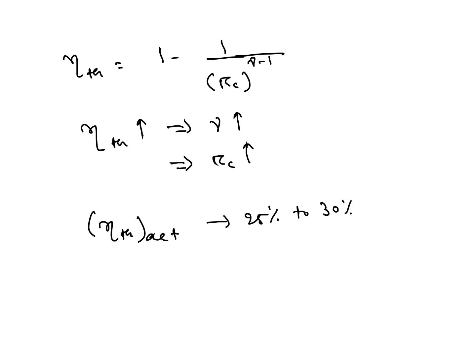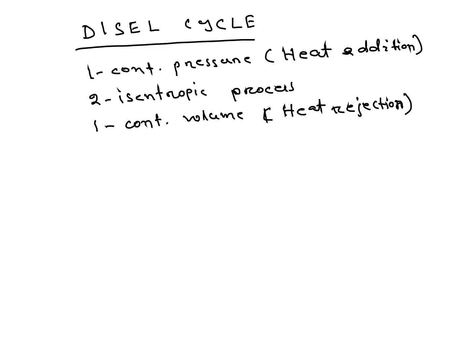Next is diesel cycle. Here one process is constant pressure process. It's constant pressure heat addition, and two processes are isentropic processes, and one process is constant volume process. It's a heat rejection process. PV diagram I will draw. PV, then TS diagram.